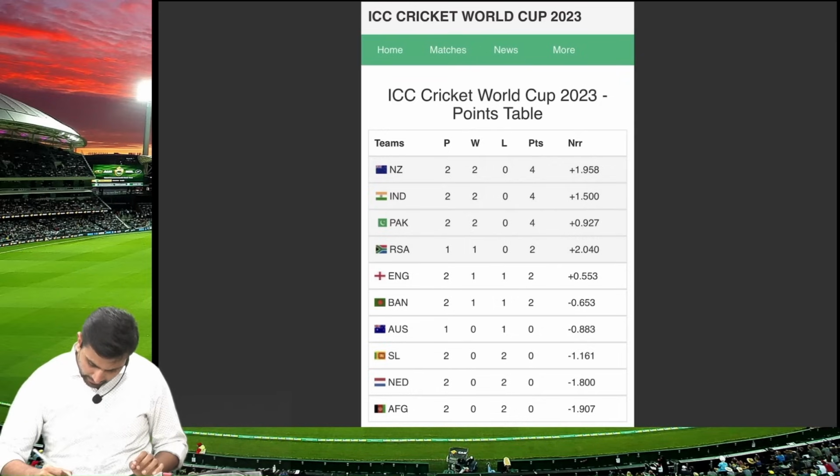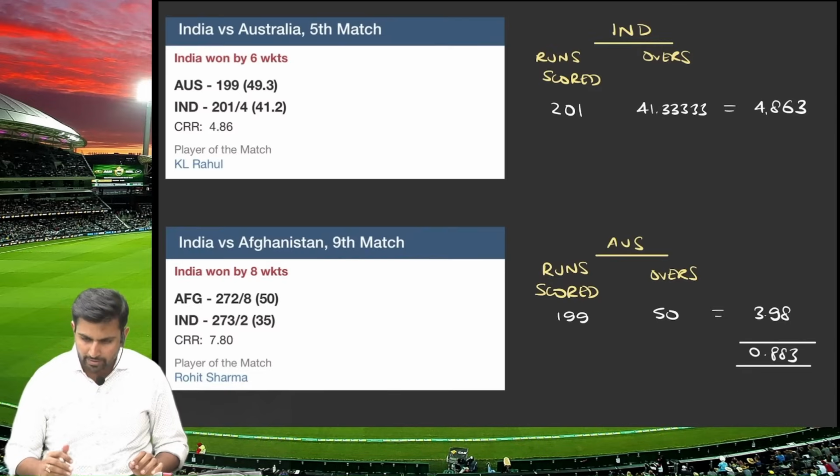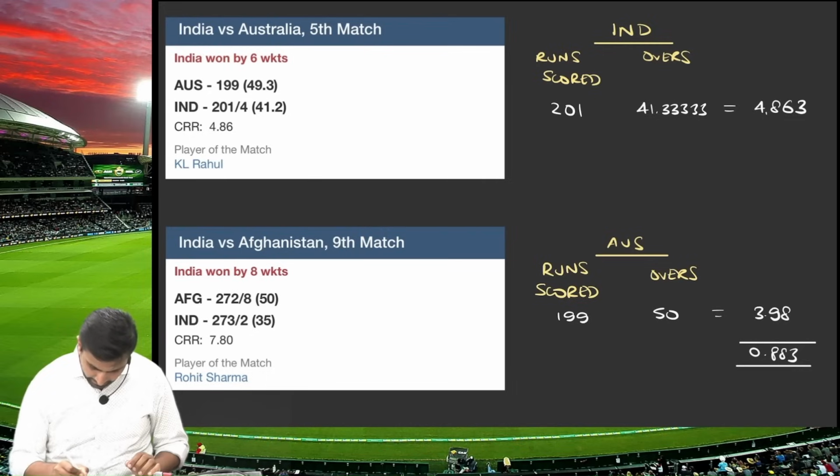But after this, India played another match. So this run rate we have just checked. Now India played another match against Afghanistan. So in which India had scored how many runs? India scored 273 runs. In how many overs? In exactly 35 overs.